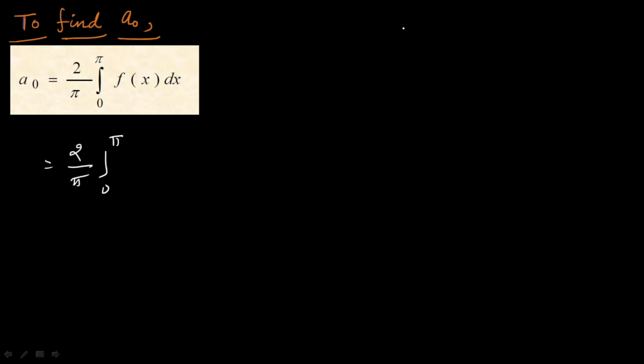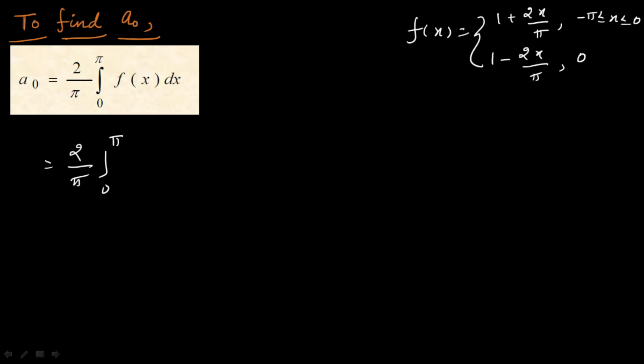So let me write down the function once again. So what is the given function? f of x is equal to 1 plus 2x divided by pi, and 1 minus 2x divided by pi. So this is for the interval minus pi less than or equal to x less than or equal to 0, and this one is for 0 less than or equal to x less than or equal to pi.